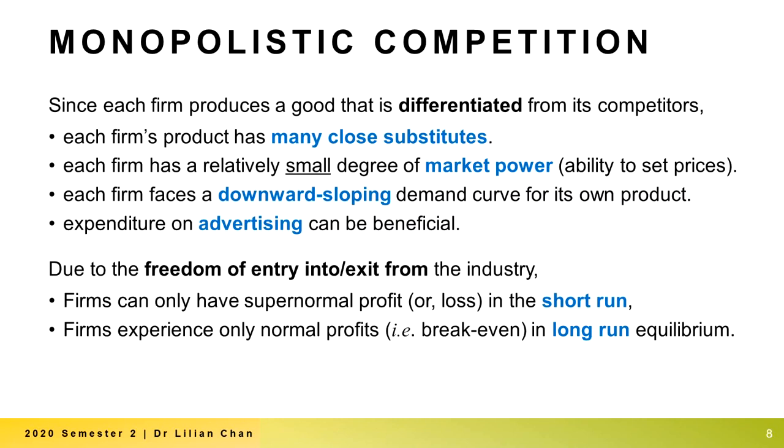So one of the characteristics is that the monopolistically competitive market has freedom of entry or exit from the industry, which means that if any firm has got supernormal profit, it will attract other firms to enter and produce something like that, which means that it would not be able to enjoy supernormal profit for long. In the long run, the firms would only enjoy normal profits. That means it would only break even in the long run. And that is similar to perfect competition.